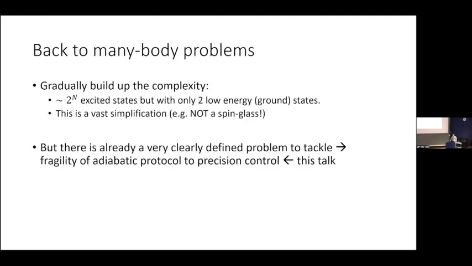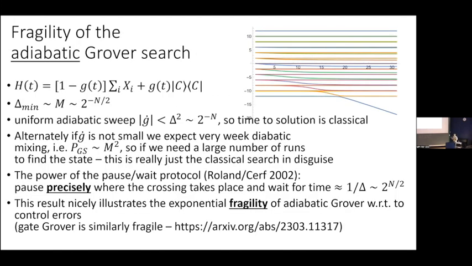Okay, so that's basically the insight that we're going to scale up in the many-body context. So we're not going to go to truly interesting problems. We're going to stay away from problems where there are lots and lots of ground states, spin glass complexity, and all these things. The point that I want to focus on for the remainder of the talk is that there's actually a very clearly defined problem that has to do with the fragility of adiabatic protocols. So now we're going to talk about the famous adiabatic protocols and how useless they are.